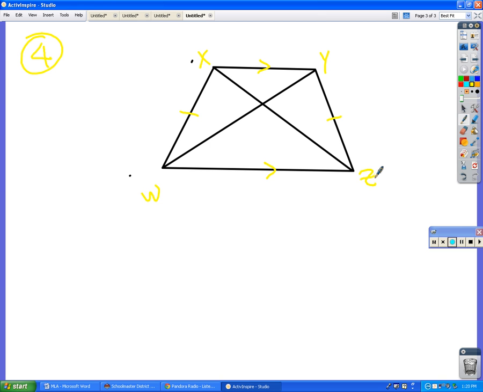All right, so in trapezoid WXYZ, the measure of angle WZY is 61 degrees. So this entire thing right here is 61 degrees. And we are asked to find out what the measure of WXY is, this angle over here. How do you do that?